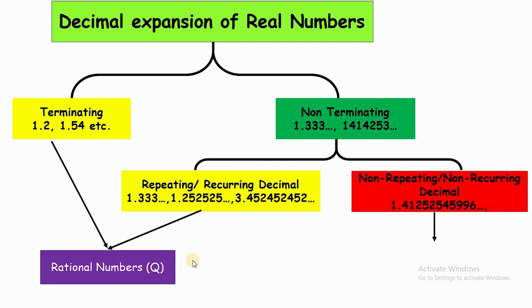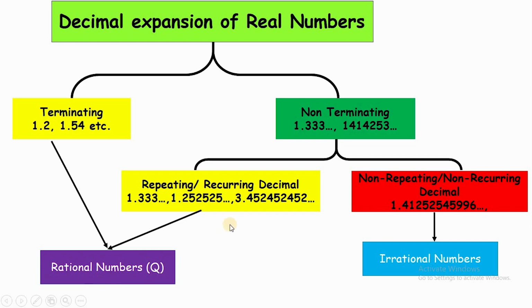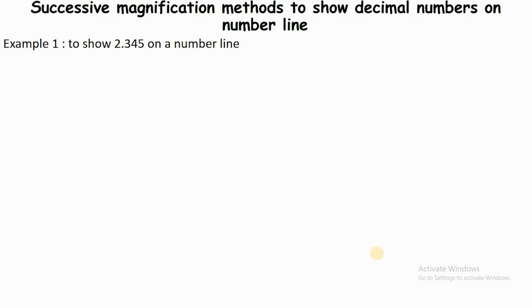Now so far we have learned about the decimal expansion of a real number, and also we have classified the decimal expansion of a real number into two different parts, that is the decimal expansion of a rational number and decimal expansion of the irrational number. Separately we have already discussed it. Now in the next portion we are going to learn how to represent these decimal numbers on the number line by using the successive magnification method. Let's understand this with the help of an example. First example is to show 2.345 on a number line.